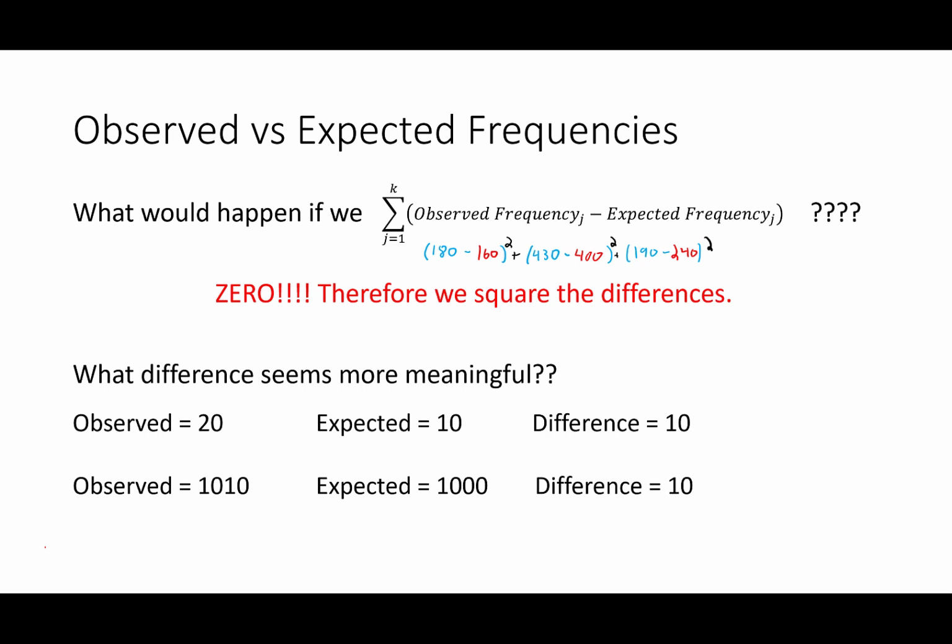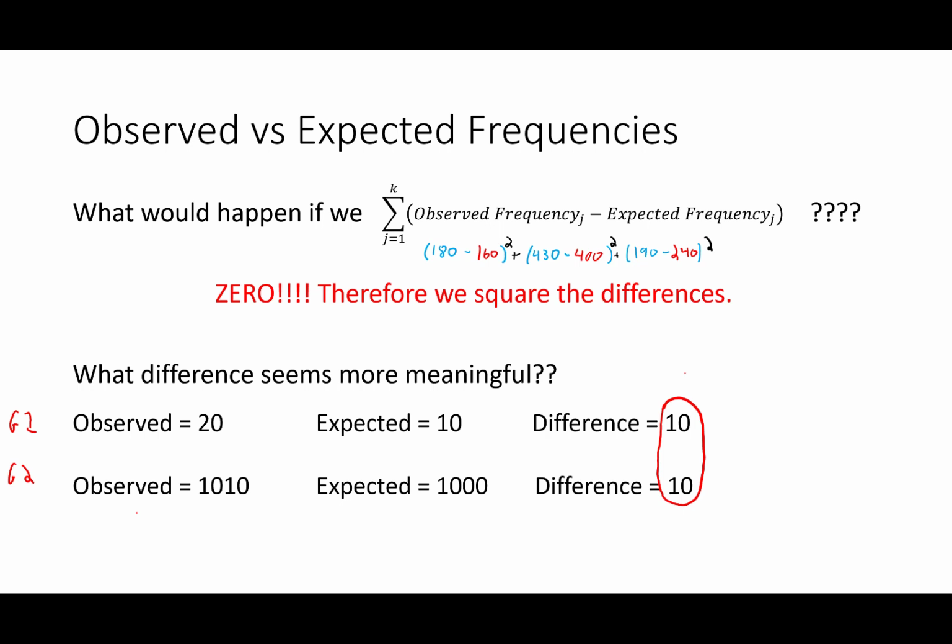We also need to think about what difference is more meaningful. For instance, suppose we had group 1, so I'll just call this G1, and we observed 20 observations, expected 10. For group 2, I'll call this G2, we observed 1,010 observations and expected 1,000. The difference between what we observed and what we expected is in both cases 10. Yet, if we just look at the squared difference, 10 squared would be 100, 10 squared would be 100, they're the same. However, one of our groups is more meaningful than the other.